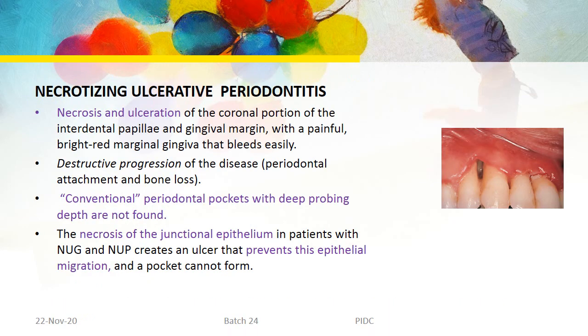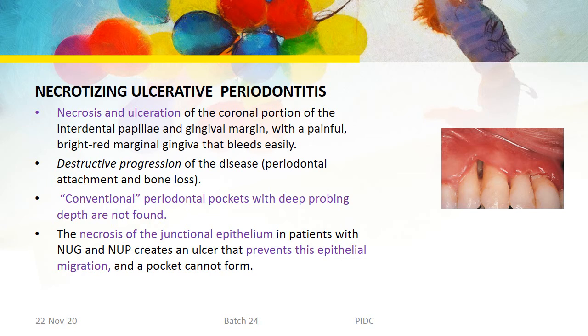Necrotizing ulcerative periodontitis, on the other hand, is necrosis and ulceration of the coronal portion of the interdental papilla and gingival margin, with a painful, bright red marginal gingiva that bleeds easily. This involves more of the periodontal structures, unlike gingivitis. Here there is a destructive progression of the disease involving the periodontal attachment, with bone loss.